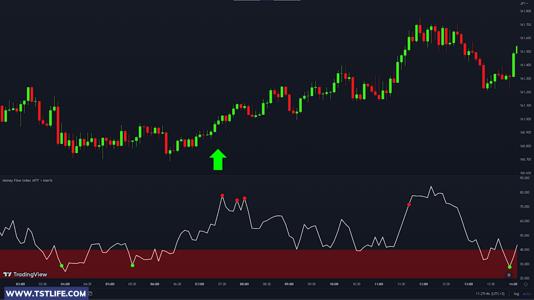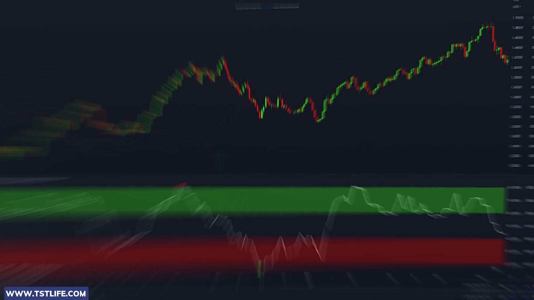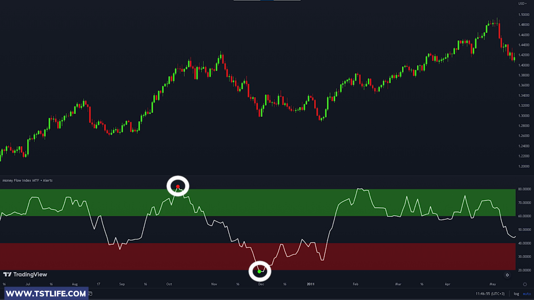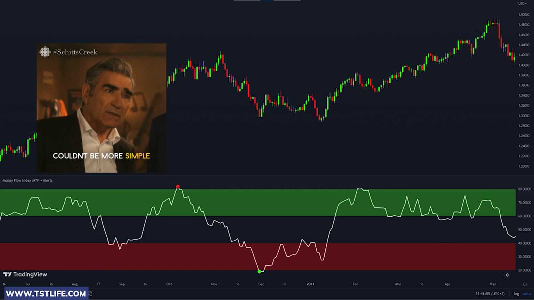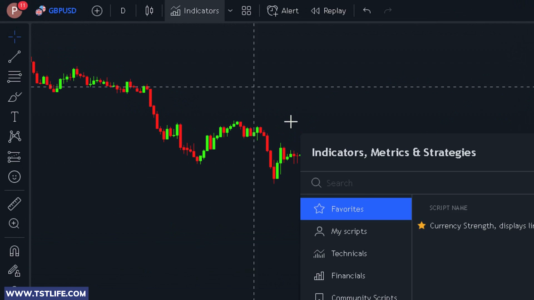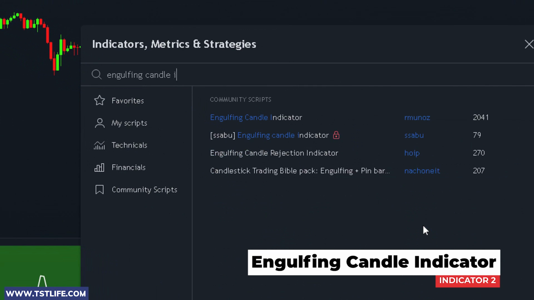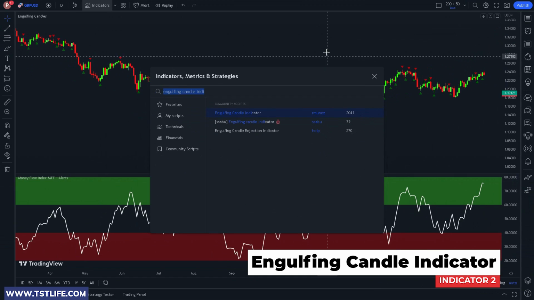For our purposes, we're utilizing a modified version of the MFI, which uses green or red circles to signal overbought or oversold conditions, so all you need to do is wait for these signals. Simple, right? We'll now introduce the Engulfing Candle indicator, which is a widely used technical analysis tool in financial markets.